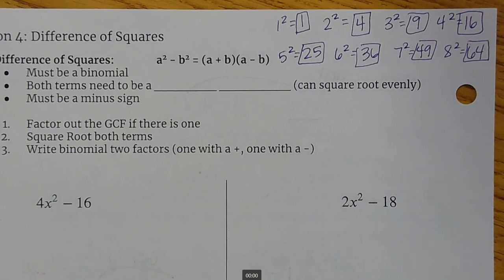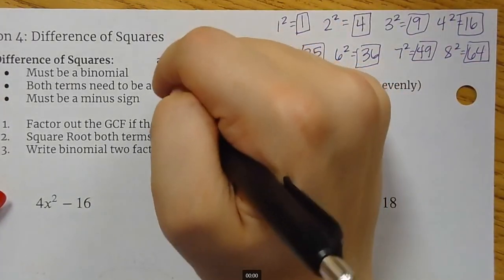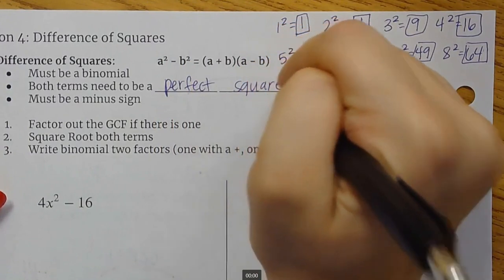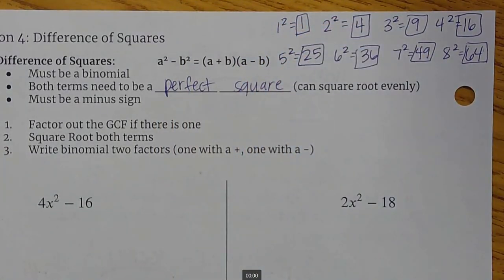Okay? So when you know to use this is when they follow these rules. We're going to use our difference of squares rule when first it's a binomial, meaning there are 2 terms, right? Both terms need to be a perfect square, which means I can take the square root evenly. And then there must be a minus sign. It's called the difference. It's not called the sum. It's called the difference of squares.